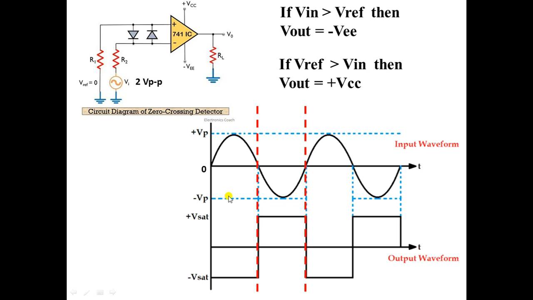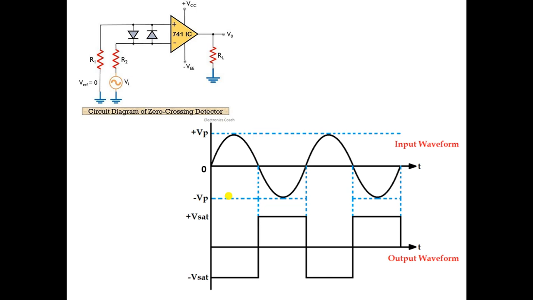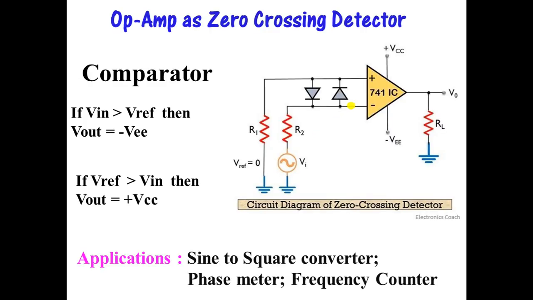Okay, so this is the basic thing you need to understand here in case of op-amp as a zero crossing detector. It is basically a comparator that compares the two inputs connected at the positive input terminal and negative input terminal, and the reference voltage is taken as 0.